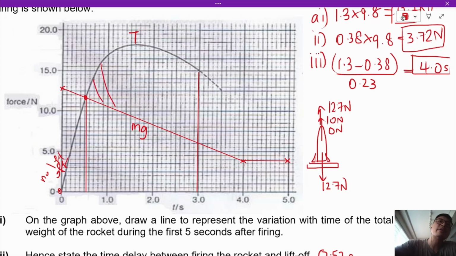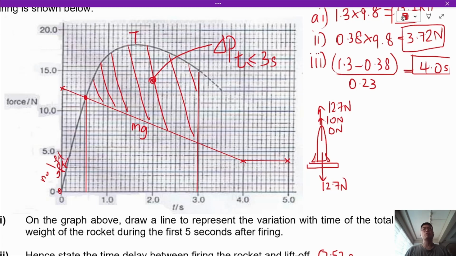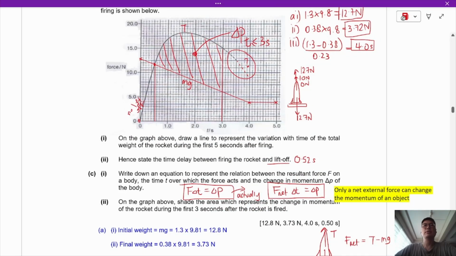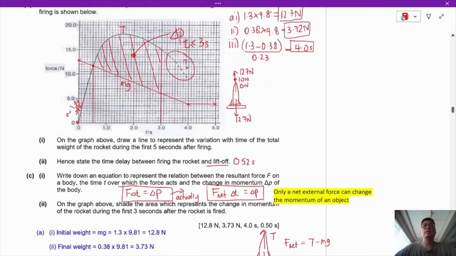So this is the area for which the rocket will have a change in momentum. So this will be the delta P from t less than 3 seconds. So this is the change in momentum of the rocket within the 3 seconds after the rocket is fired. Now, of course, the rocket engine only turns off at 4 seconds, but the thrust of the rocket after 3 seconds is not given to us. So the answer for C part 2 is this shaded area over here.